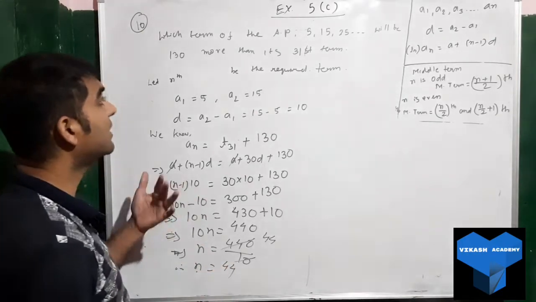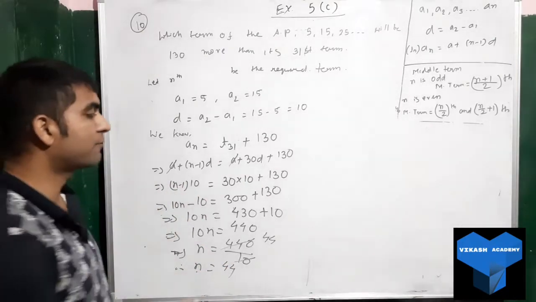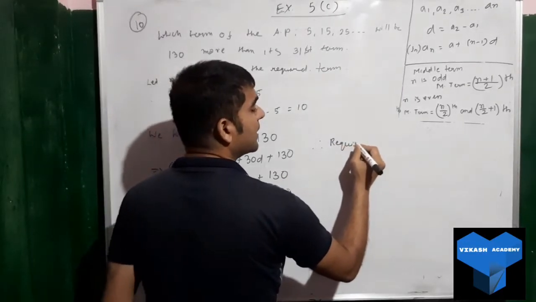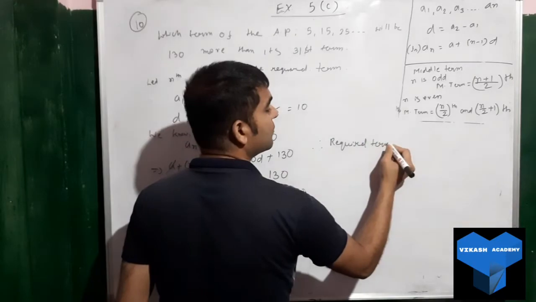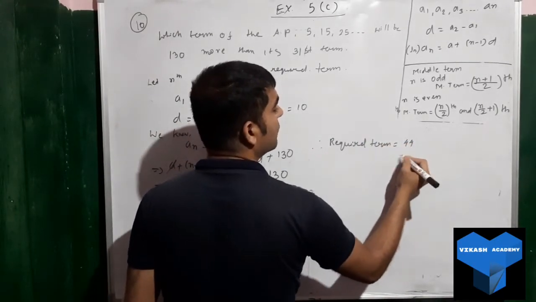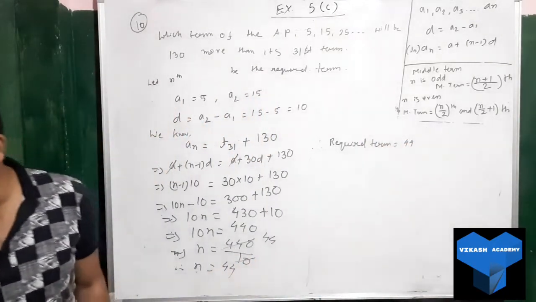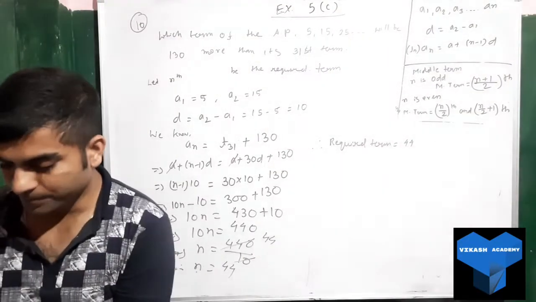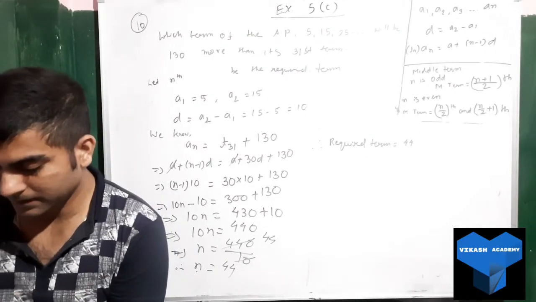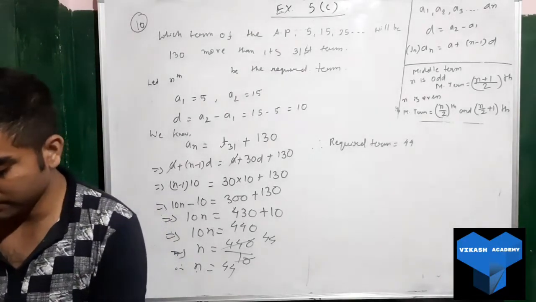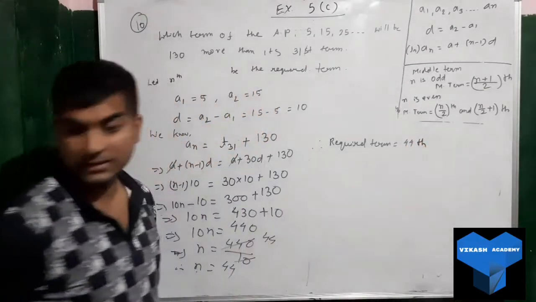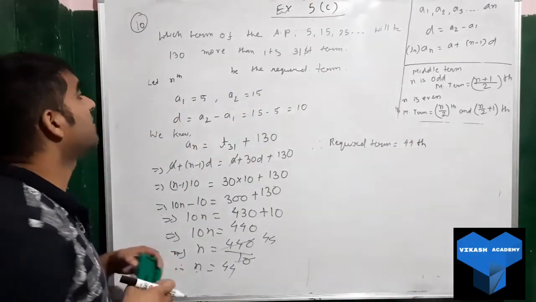So what will be our answer? Therefore the required term is the 44th term. So our answer is 44. I hope it is clear till here. We are doing question number 10, so the required term is 44. This is our answer. Now we will be moving to question number 11.